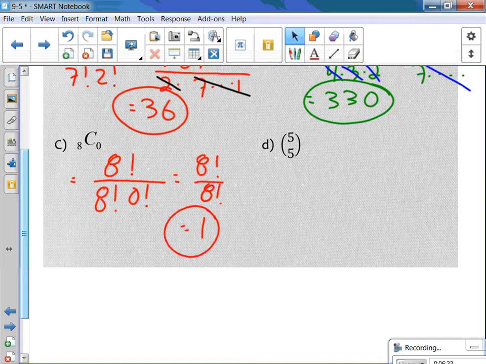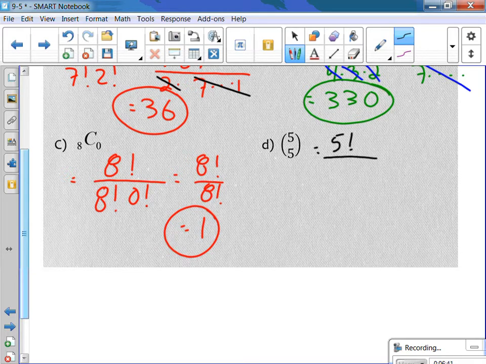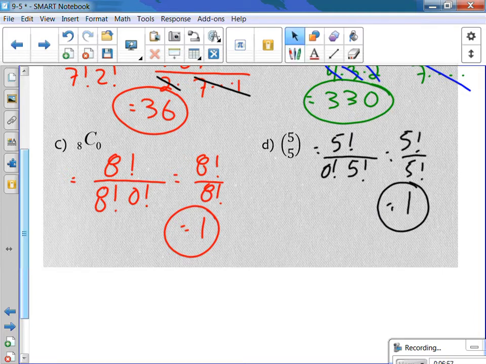Here we have, in D, 5 choose 5. 5 factorial over 5 minus 5, 0 factorial, times 5 factorial. And again, we wind up with the same thing with our 0 factorial equaling 1. So here you can see in both situations, when you have n choose n or n choose 0, you're always going to come up with a coefficient of 1.